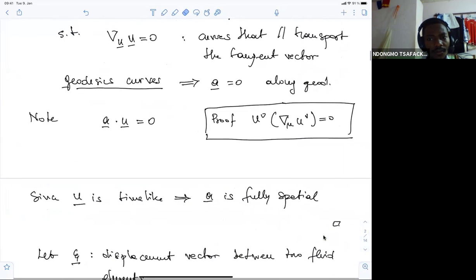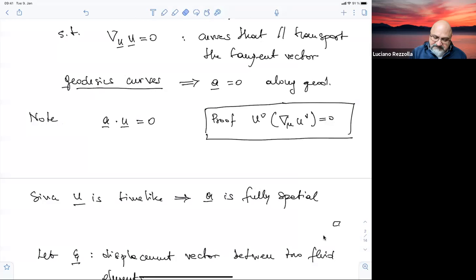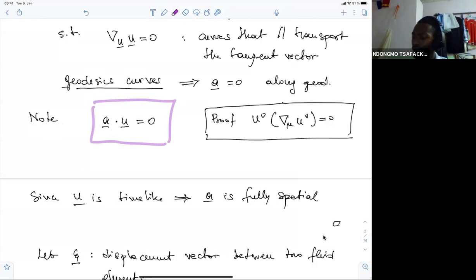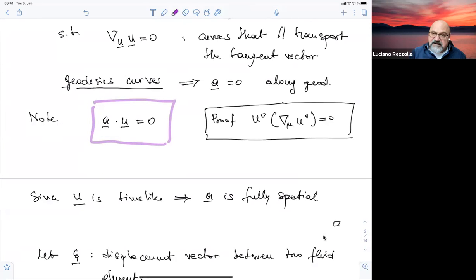It follows from this condition: A and U are orthogonal. Now, imagine you are in a moving frame so that U doesn't have any spatial part. Then this implies that A will have a spatial component.